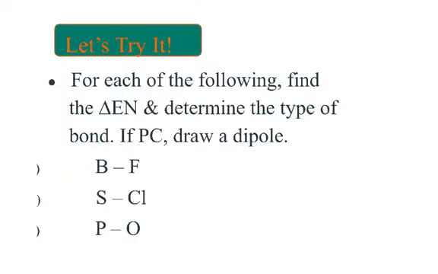So let's try these ones. We'll call them A, B, and C. And of course you can pause and try them on your own and then play the video back to see if you're correct. So we're going to check the electronegativity values first. Our boron is a 2.0. Our fluorine, our fluoride, is a 4.0. The difference in electronegativity then is 2.0. And that means that we have an ionic compound when we check the table.